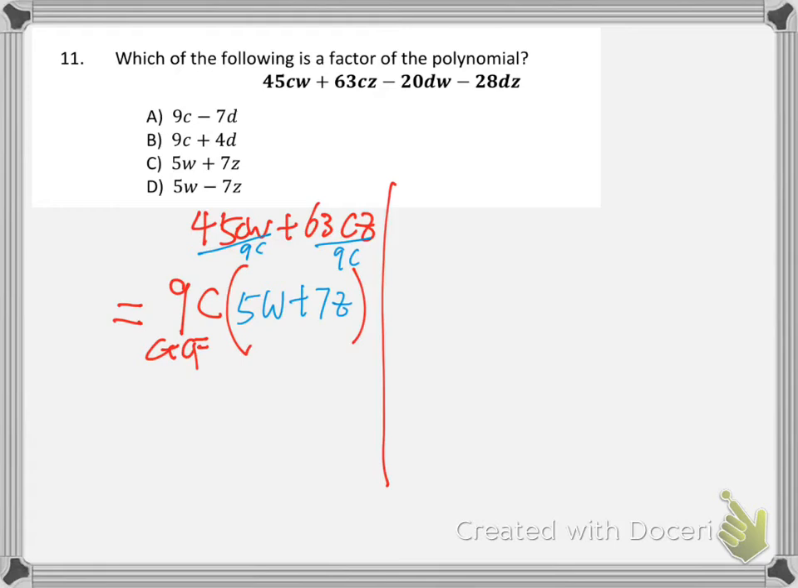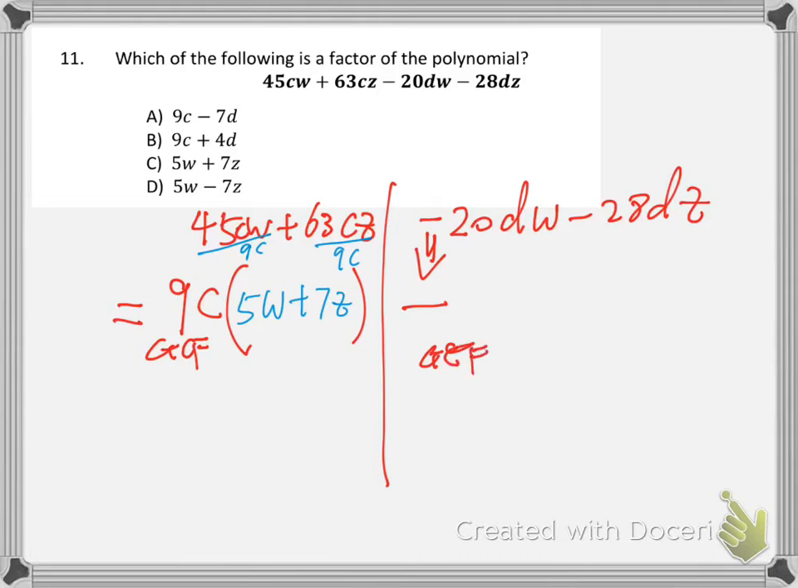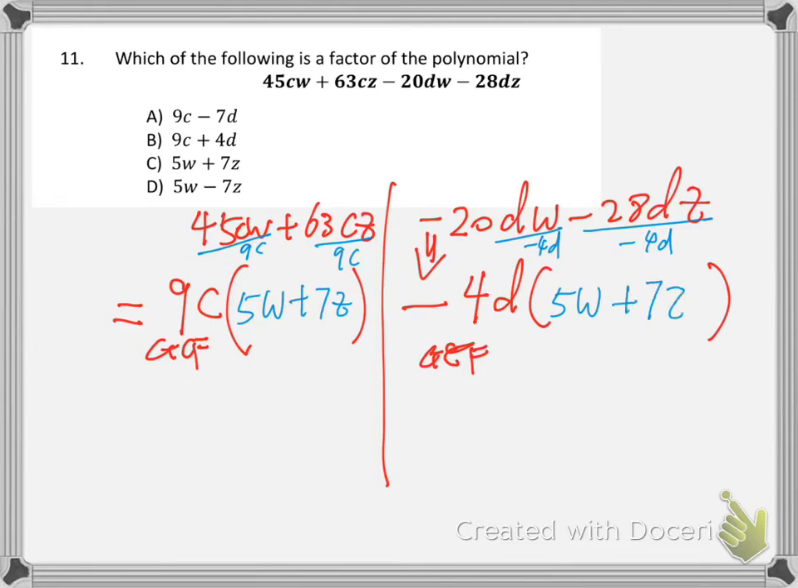Second group, negative 20dw minus 28dz, right? Use this sign. This sign means negative. We have a negative GCF for the second group. 20 and 28, we got common factor 4. Common letter d. Okay, so now two divisions divided by negative 4d. Negative, negative cancelled, we got 5w positive. Divided by negative 4d. Negative, negative cancelled, we got positive 7z.